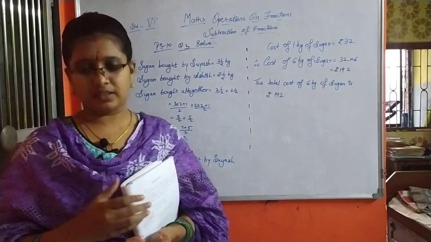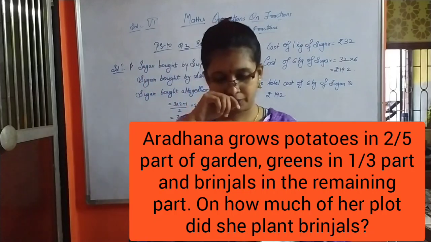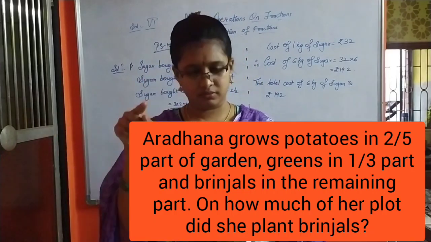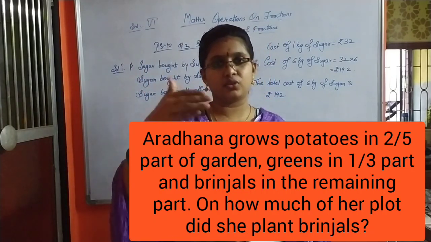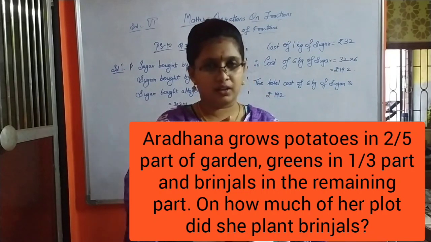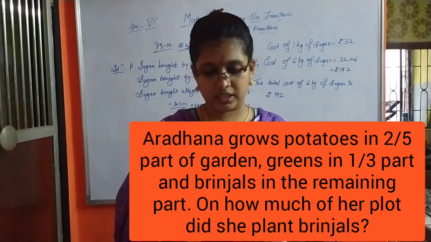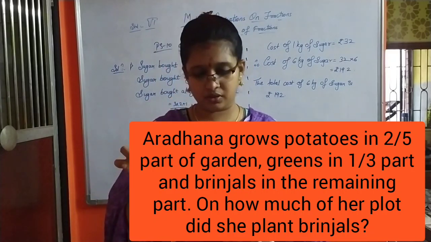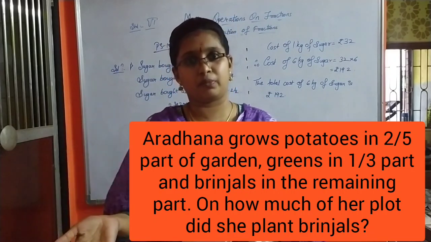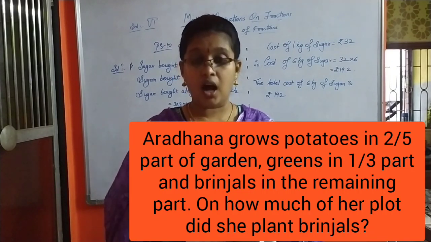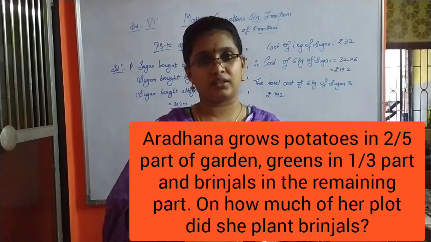Understood? We are going towards the next question from your textbook. Aradhana grows potatoes in 2/5 part of her garden. There is a big garden in front of her house. In that, the garden is divided into some parts. 2/5 part of the garden is only potatoes. 1/3 of the garden is greens, all the green vegetables. And the remaining part, it is not given, just said the remaining part is brinjals. So how much part of the garden is she planting brinjals?